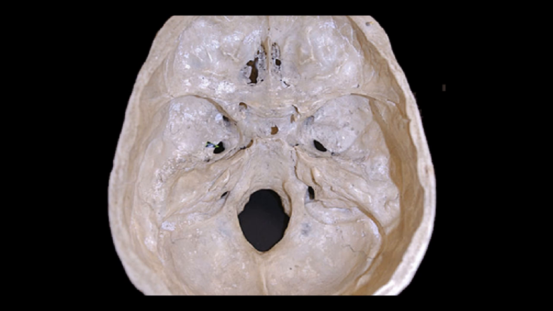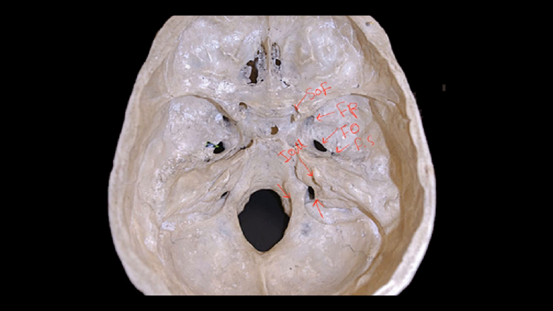Here I will show you the internal acoustic meatus. What is it? This is the hypoglossal foramen. This is the jugular foramen. This is the foramen ovale. This is the foramen spinosum. This is the foramen rotundum. And here is the superior orbital fissure. Where is the internal acoustic meatus? Here is the internal acoustic meatus.